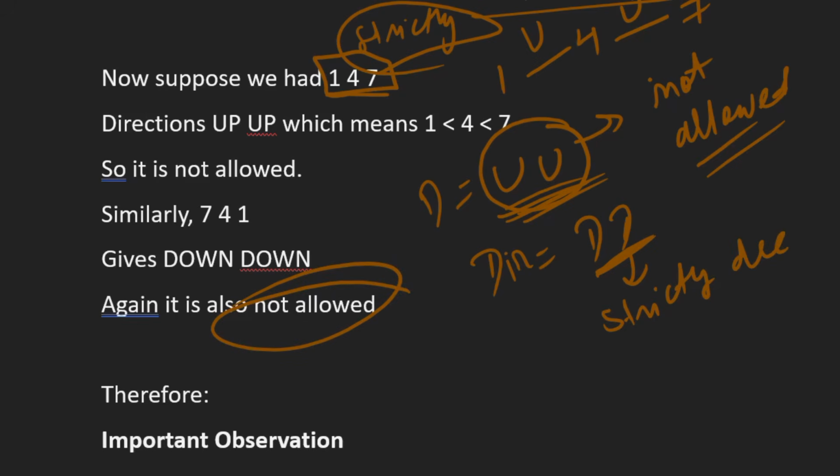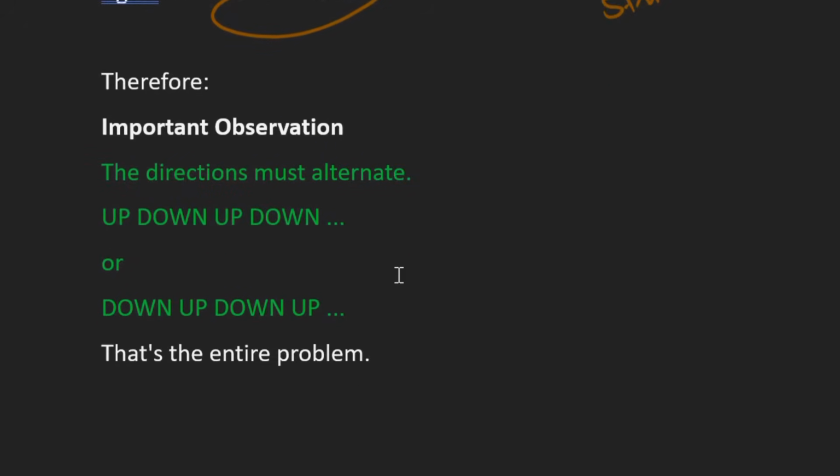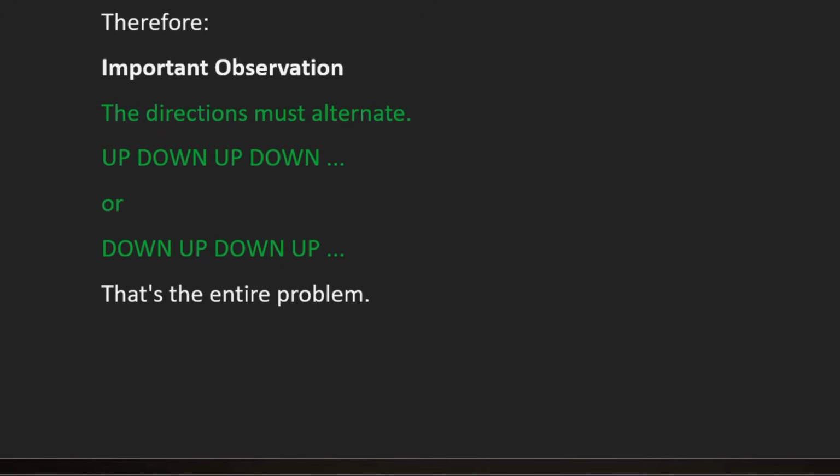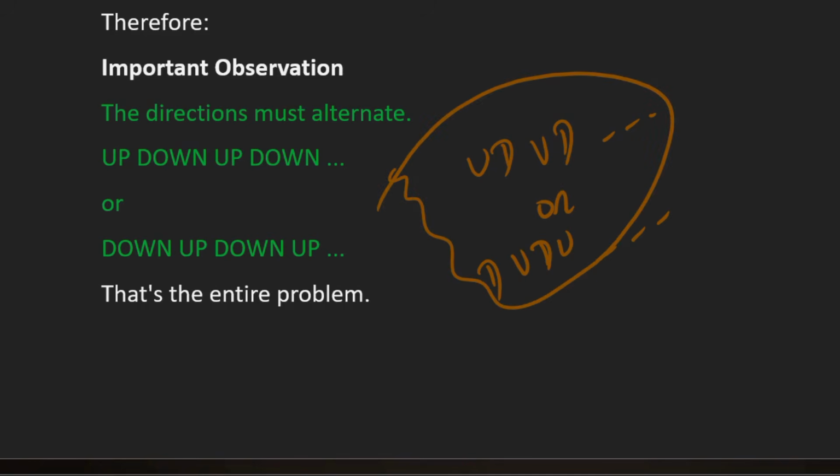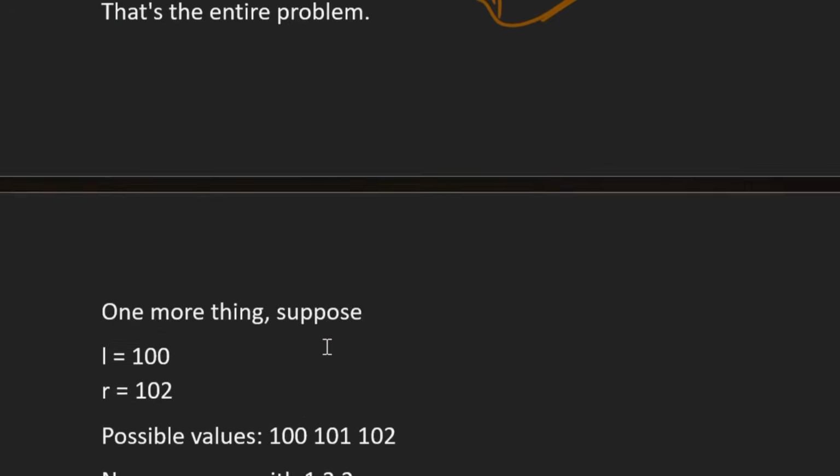So from these examples we have observed that the directions in the result should alternate. It should be either up, down and so on, or down, up. So these should be the directions between the adjacent elements in the answer array, right? Now our entire focus will be on these directions. So this is one observation.